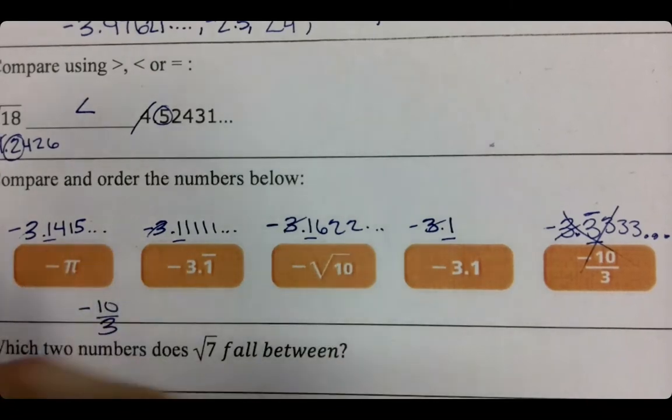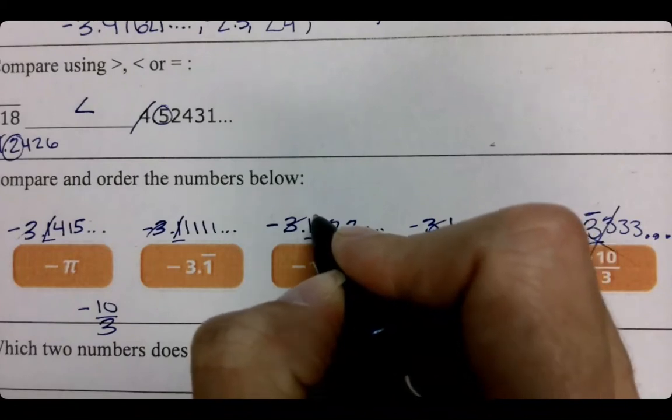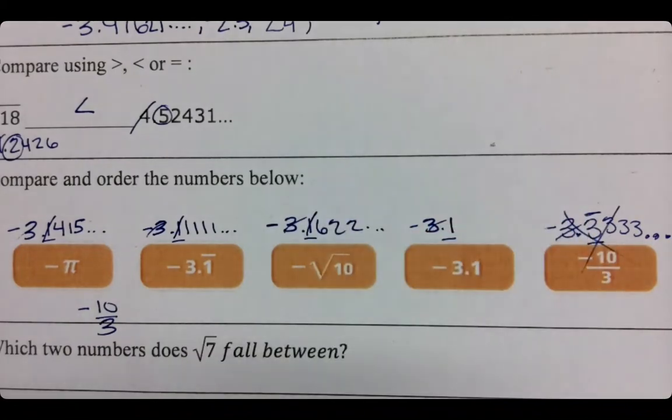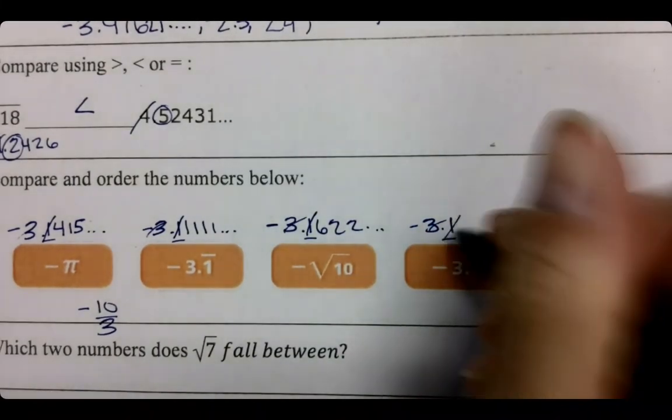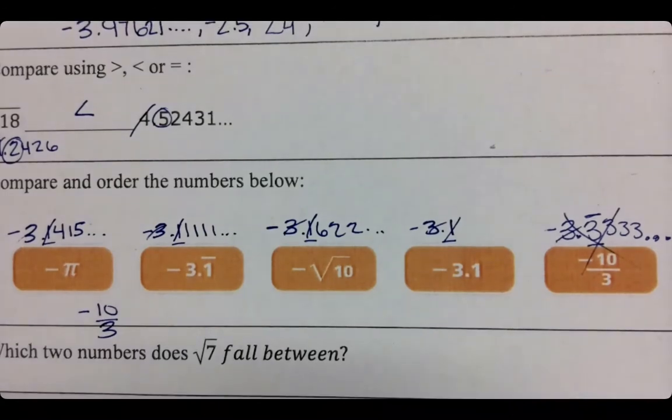all of these have 1. So here's where it gets dicey. Okay, remember with negative, it's the opposite way. So with this one, the biggest number is going to mean it's the smallest number.